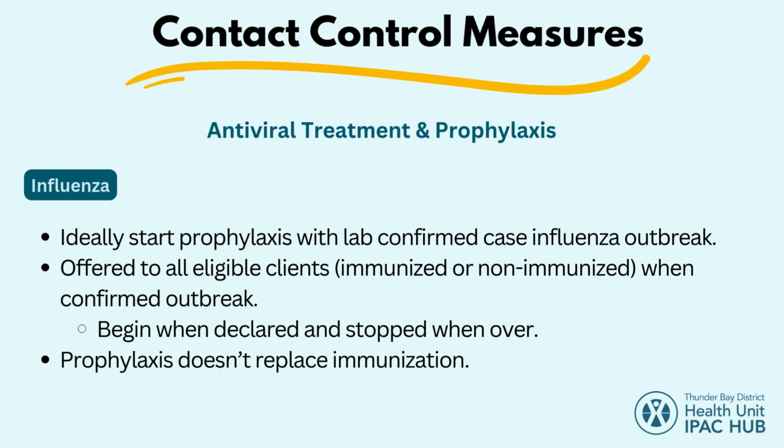Antiviral prophylaxis should be started as soon as an influenza outbreak is declared and continued until the outbreak is over. It's important to consider a cautious approach to starting antiviral prophylaxis if the suspect ARI definition is met. For further details on the use of antiviral medication for prophylaxis in an outbreak, please refer to PHO's antiviral medications for seasonal influenza document.